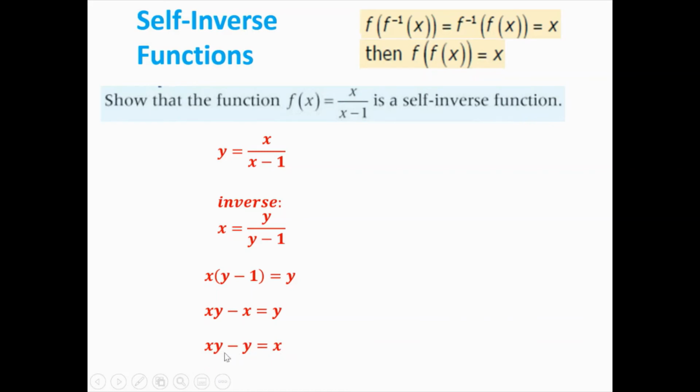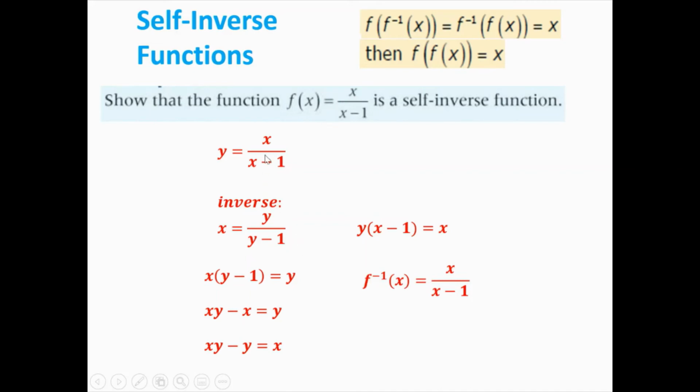Now, since I have all the y's on one side, I can actually factor y out of both of these terms here. So I factor out a y. When I take a y out of here, I have x, and when I remove a y from here, I have negative 1. If you multiplied this, you would get back to here. That's factoring. All right, now I can solve for y just by dividing by x minus 1. And we have x over x minus 1. That is our inverse.